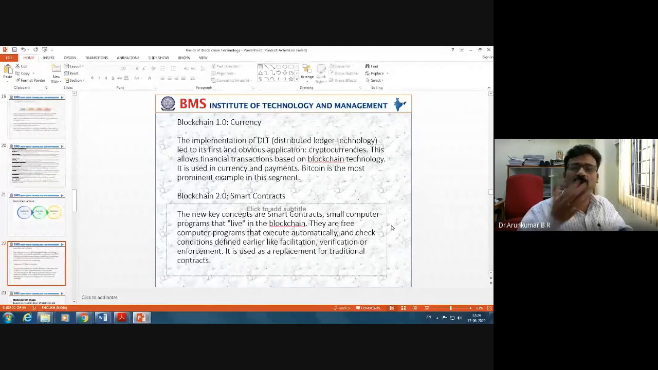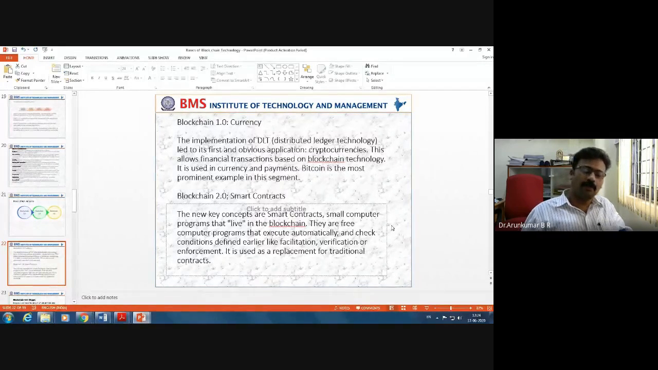Blockchain 1.0 is currency. It is the implementation of distributed ledger technology, which led to its first and obvious application of cryptocurrencies. This allows financial transactions based on blockchain technology. It is used in currency and payments. Bitcoin is the most prominent example in this segment.